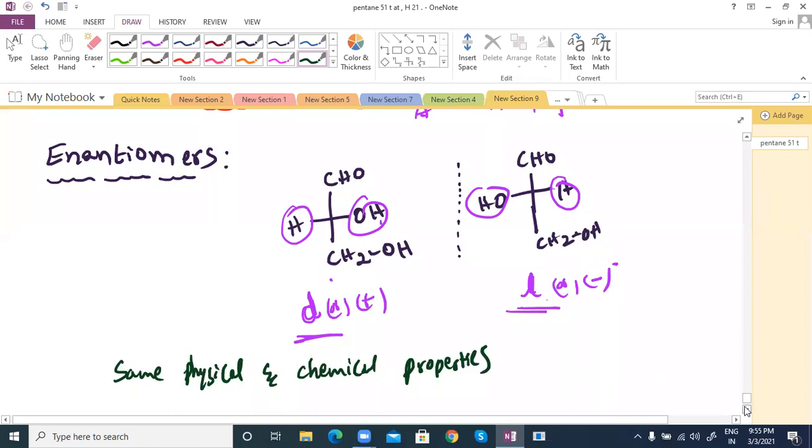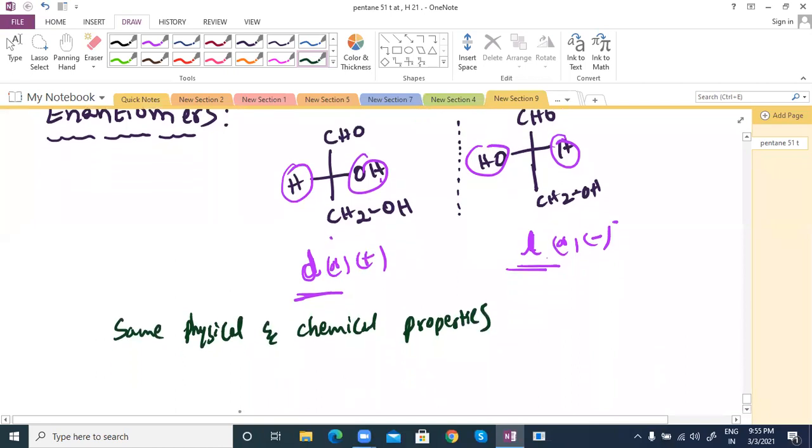That's why we can't separate enantiomers easily. We can't separate them easily because the same physical properties mean the same boiling points and melting points. If the boiling points are the same, we can't use any distillation method to separate them. But they can show different reactivity with respect to different chiral reagents. How to separate enantiomers we can see later. Enantiomers are mirror images but non-superimposable.